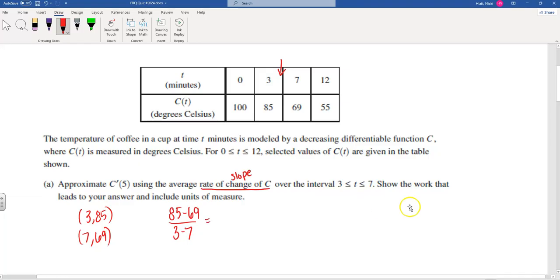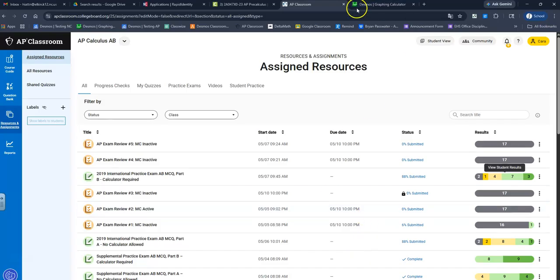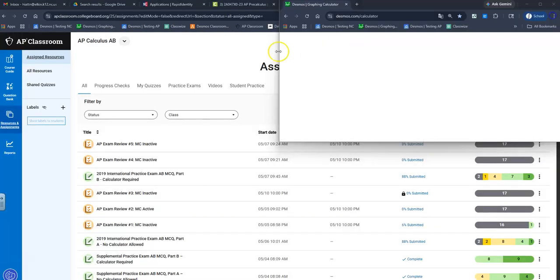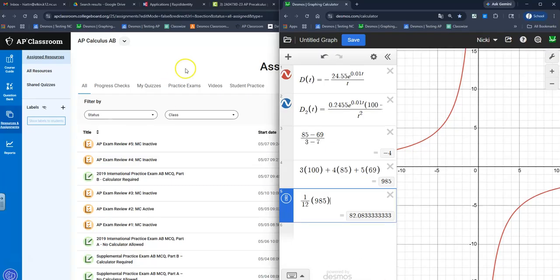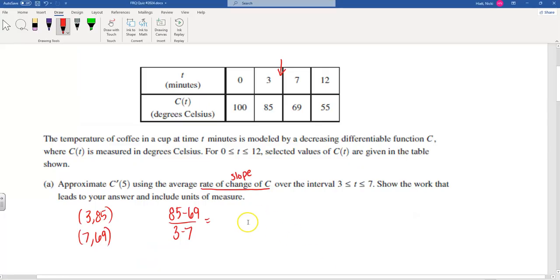To speed us up a little bit here, I had already put a lot of this into Desmos. So that is going to give us -4. This is calculator active. You technically don't even have to reduce that, but it is calculator active, so I probably would.